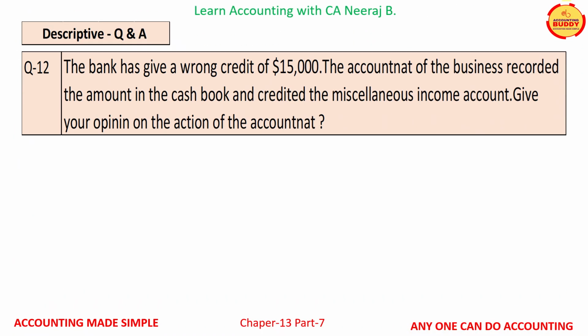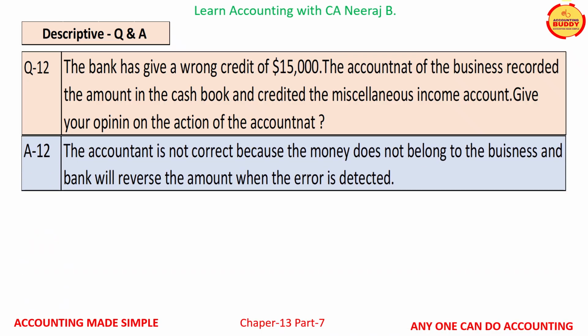Question number 12 is, the bank has given a wrong credit of $15,000. The accountant of the business recorded the amount in the cash book and credited the miscellaneous income account. Give your opinion on the action taken by the accountant. The answer is, the accountant is not correct because the money does not belong to the business and the bank will reverse the amount when the error is detected.